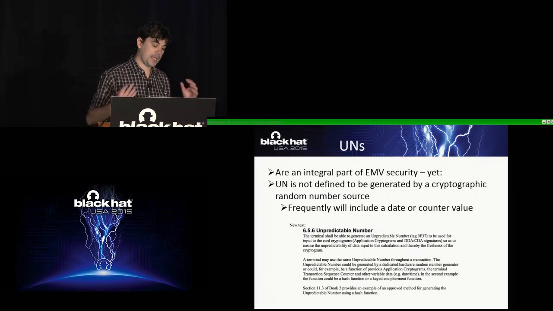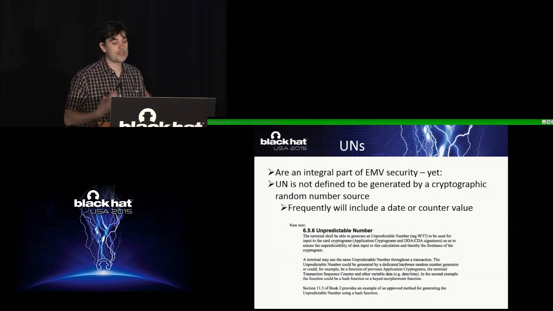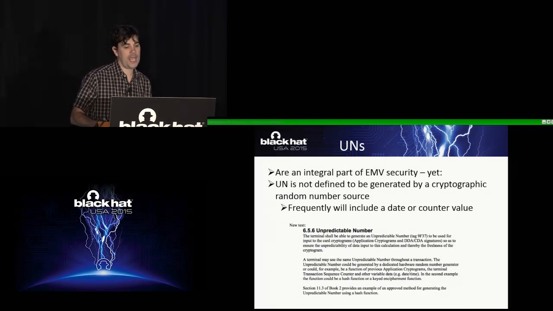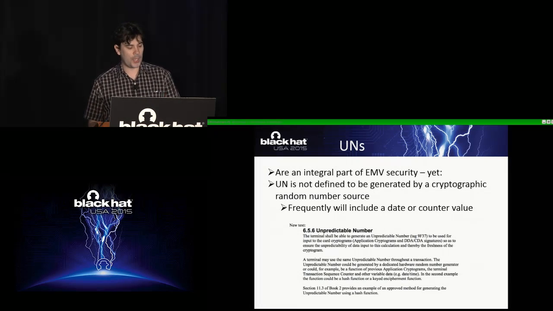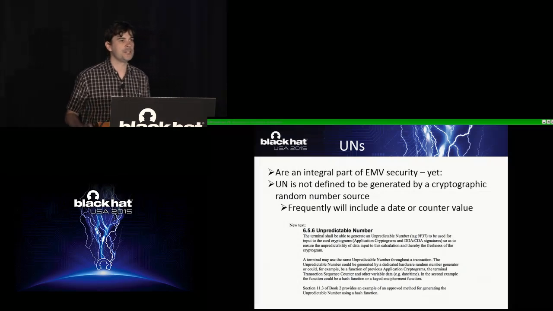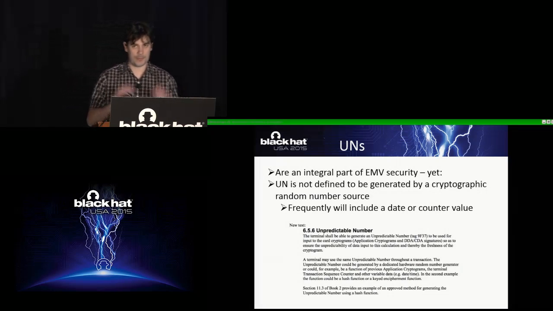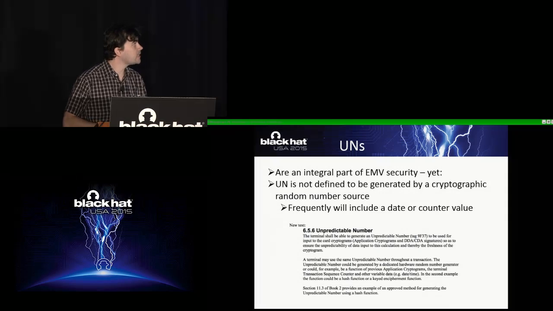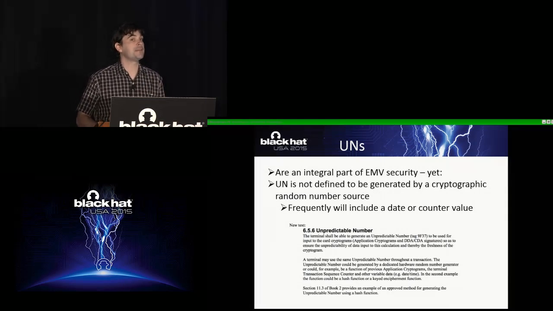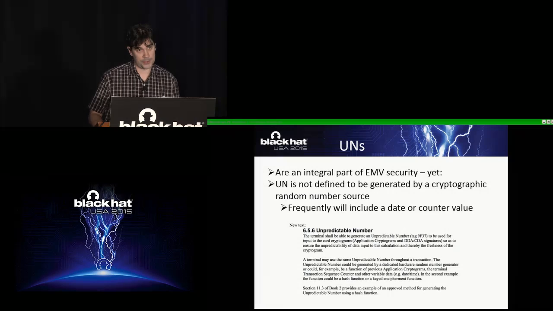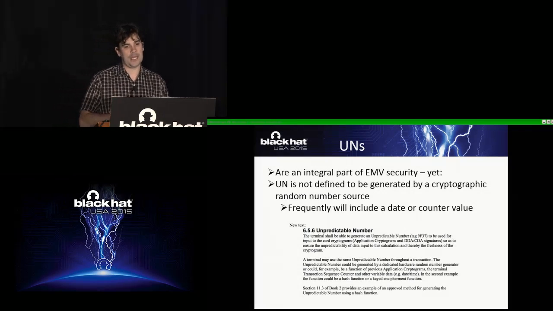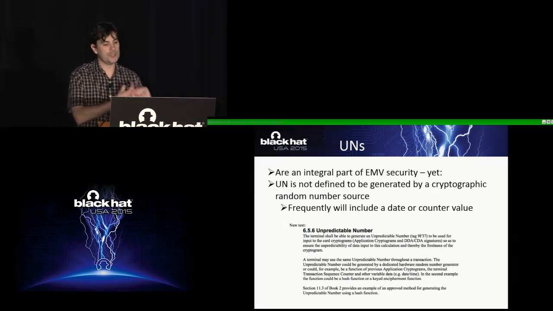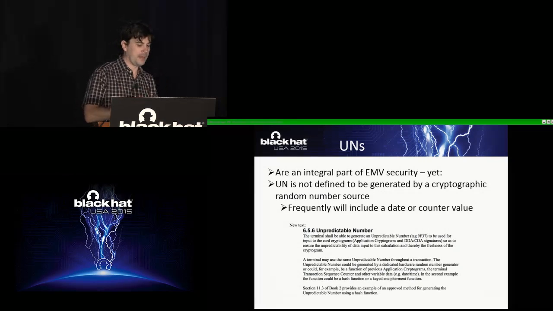Additionally, unpredictable numbers are a real issue as well. These are integral for EMV security. However, they're not defined to be from a cryptographic random number source. This was only brought up, I think it was 2 years ago, where a note was added due to these issues from EMVCo, who do the standard for EMV transactions, in that it was suggested maybe you should be taking this from a cryptographic random number source. But even to this day, they don't test the source of numbers, and there's no requirement when you're certifying a terminal that it is using a proper cryptographic random number source.